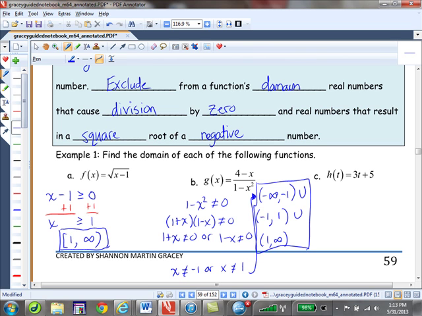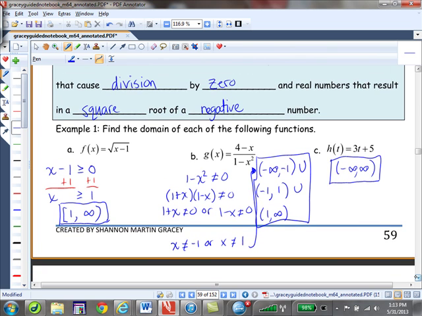So the last one, what kind of graph is that? Good, it's a line. And for a line, there's no way that it has a denominator that can be 0. There's no restrictions on that. So any real number can be plugged into that, and you'll be able to evaluate the function and get a result. Okay? All right.